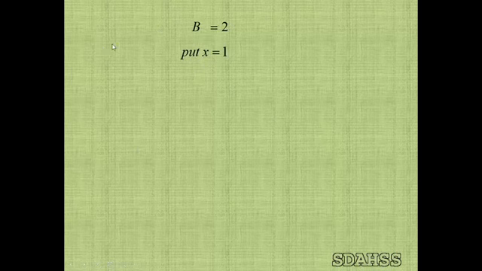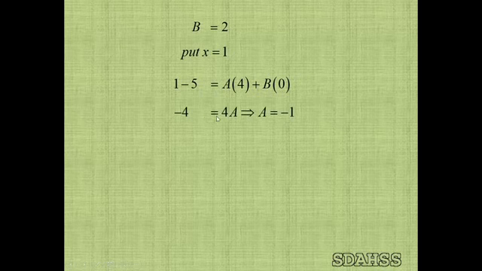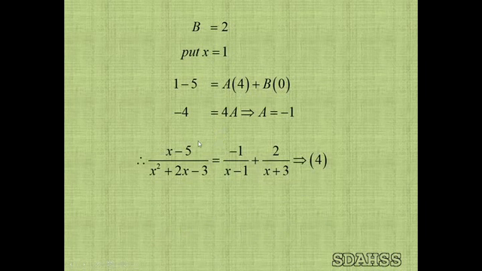Now put x is equal to 1 in the third equation. So you have 1 minus 5 is equal to a into 4 plus b into 0. Now the b term vanishes. 1 minus 5 means minus 4 is equal to 4a. So a is equal to minus 1. Substitute a is equal to minus 1, b is equal to 2 in the second equation.